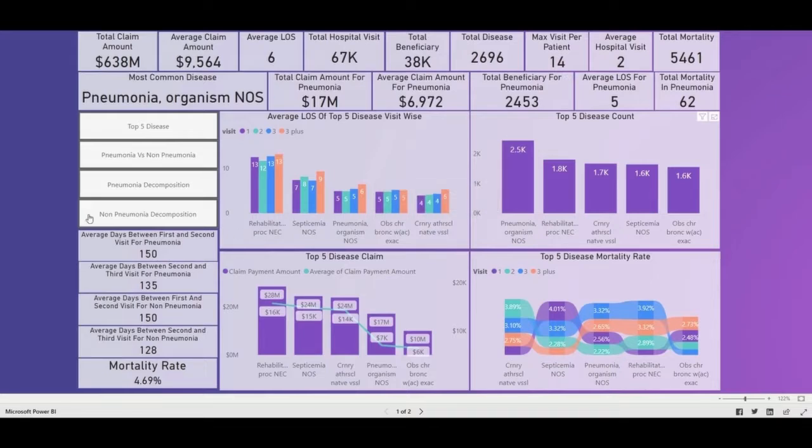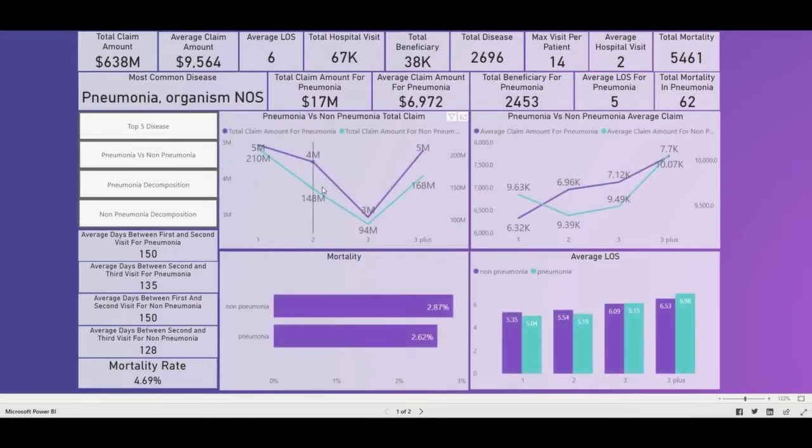Now let's go to our next tab, pneumonia versus non-pneumonia, in which we are comparing our patient who have pneumonia versus the patient who don't have pneumonia. Like we are comparing pneumonia versus non-pneumonia total claims, their average claims, their mortality rate and their average LOS.